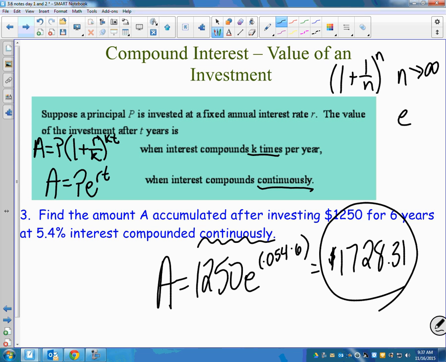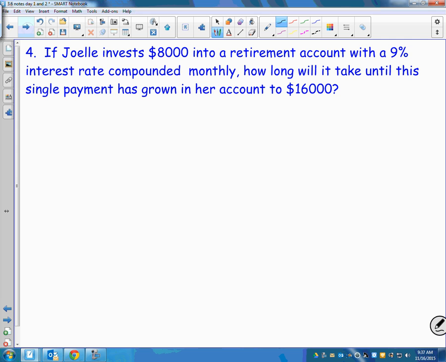We could have done all this pretty easily before logarithms. So what we're going to do is solve for other things that are missing, instead of just plugging numbers in. There's a couple of those.